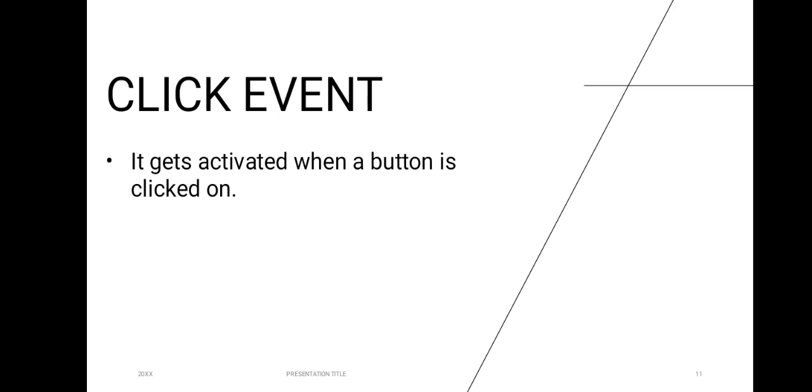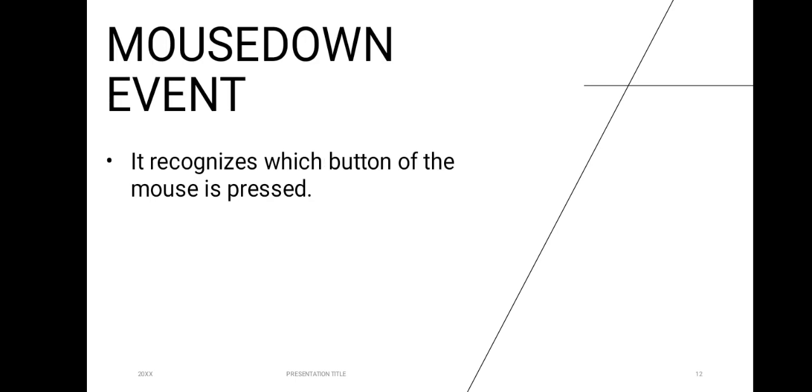Now, there are other types of events. First is the click event. The click event gets activated when a button is clicked, which means that a certain event will happen when a specific button has been clicked. So if there's a click, it will be followed by a certain event. For example, if we are clicking the right side or the left side of the mouse, there is a certain group of actions that will take place. That is an example of a click event.